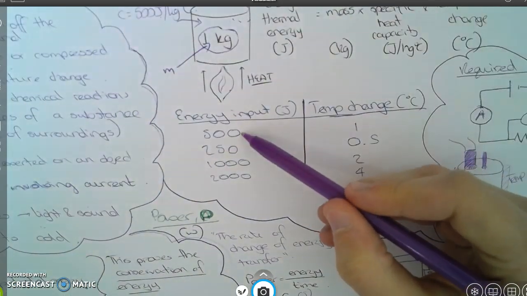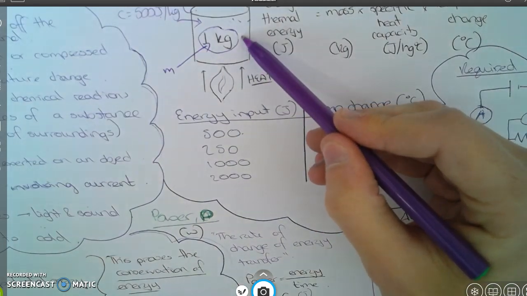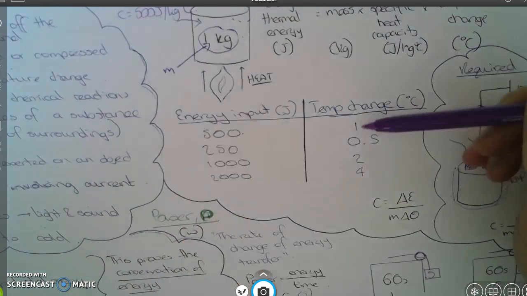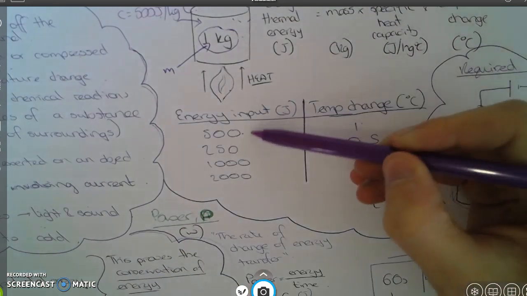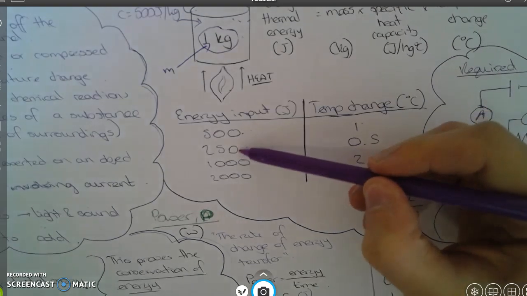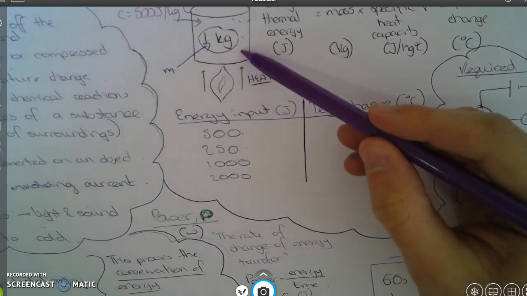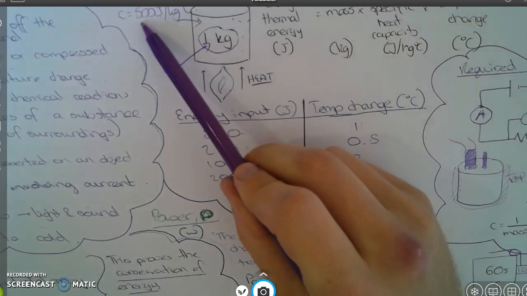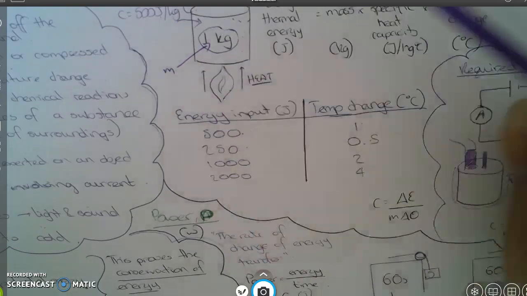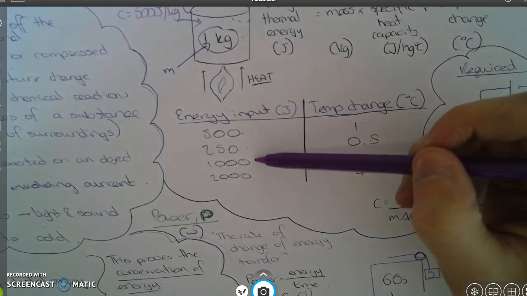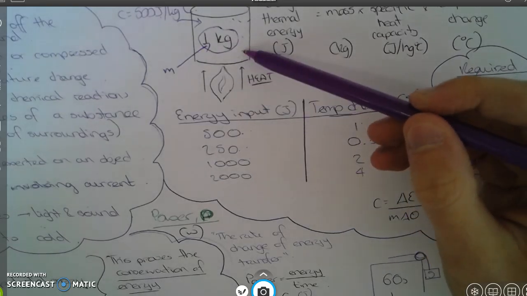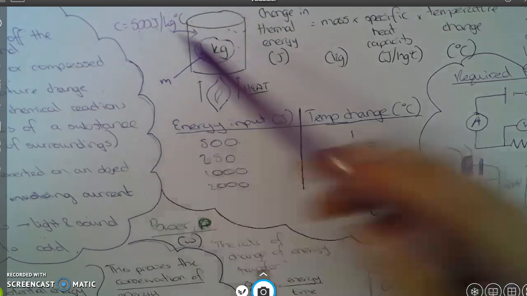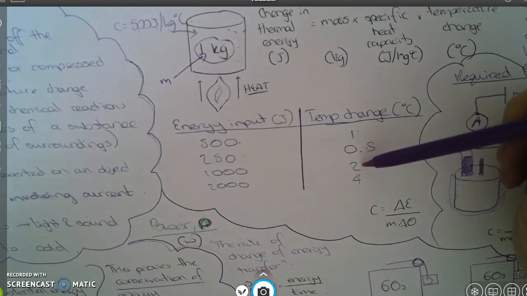So if we look at our table, here we have the amount of energy we put in. So let's say I put 500 joules of energy into this block. Well, because of its specific heat capacity being 500 joules per kilogram degree Celsius, it's going to go up by 1 degree Celsius. Let's say I put half in. So if I put 250 joules into this block, it's only going to go up by half a degree, because of the specific heat capacity being 500 joules per kilogram degree Celsius. Let's say I put 1,000 joules in. Well, if I put 1,000 joules in, because it takes 500 joules to go up by 1 degree Celsius, it's therefore going to go up by 2 degrees Celsius.